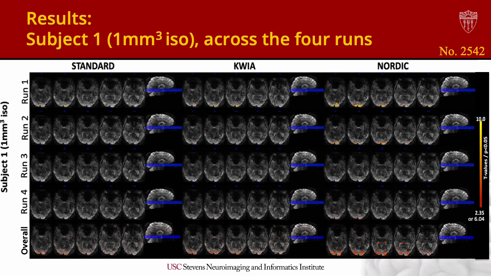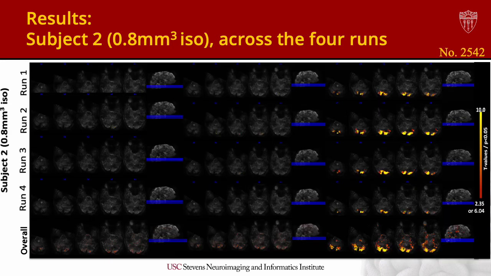NORDIC outperformed KWIA and the standard method, as reflected by more consistent and larger extent of visual cortex activation in T-maps for each fMRI run and across the 4 fMRI runs. This is the t-test result for subject 1 with 1 mm isotropic resolution. This is the t-test result for subject 2 with 0.8 mm isotropic resolution.